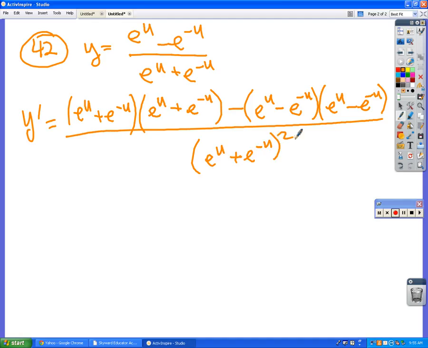Okay, that is good, but we're going to simplify the top just for fun. You can let this go, okay? But some fun things happen with these e terms that you should be aware of. There's going to be a lot of canceling, yeah. So if I FOIL this out, first times first, what's e to the u times e to the u? E to the 2u, because you add the exponents together. Okay? Outside times outside, what is e to the u times e to the negative u?